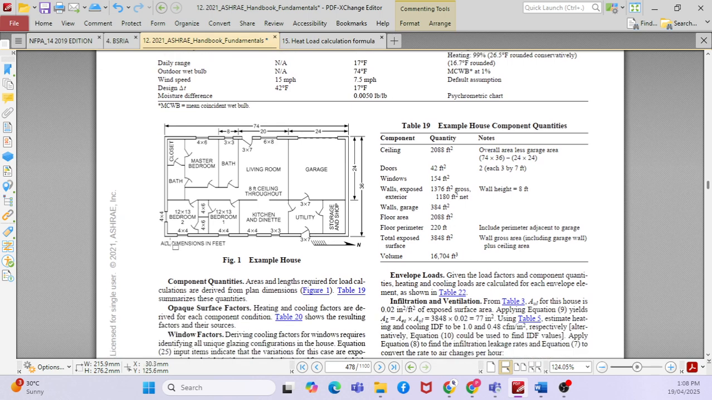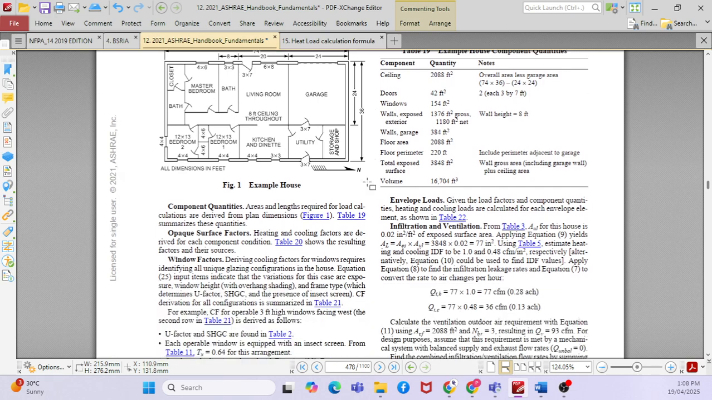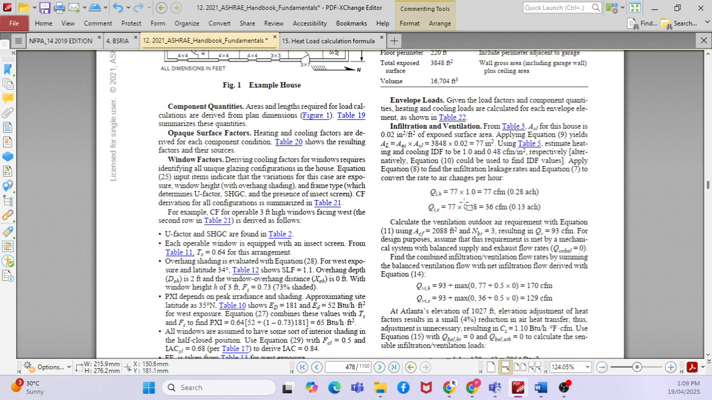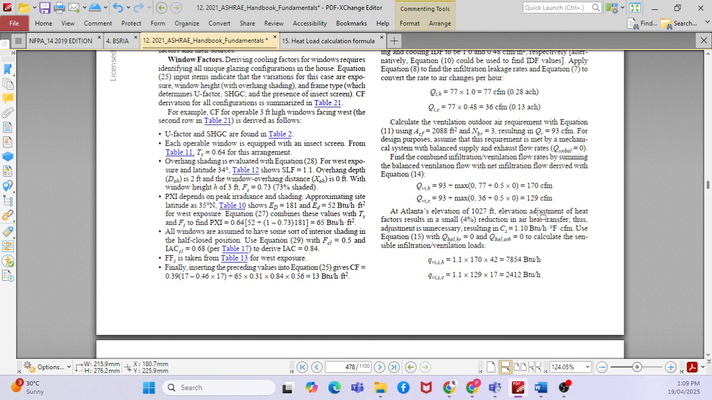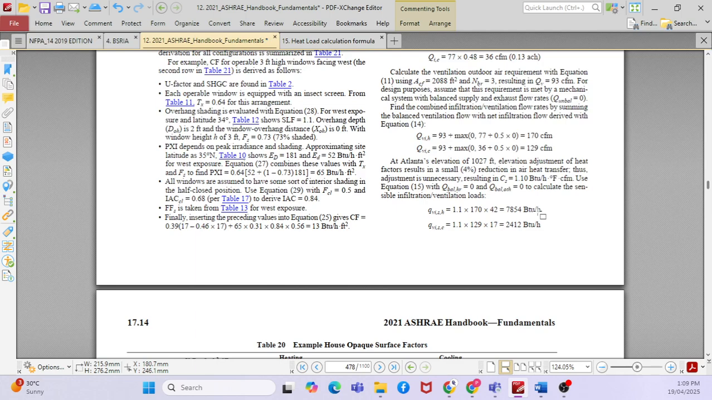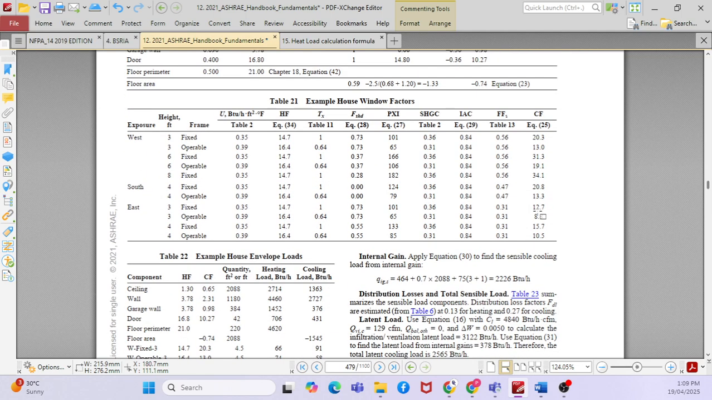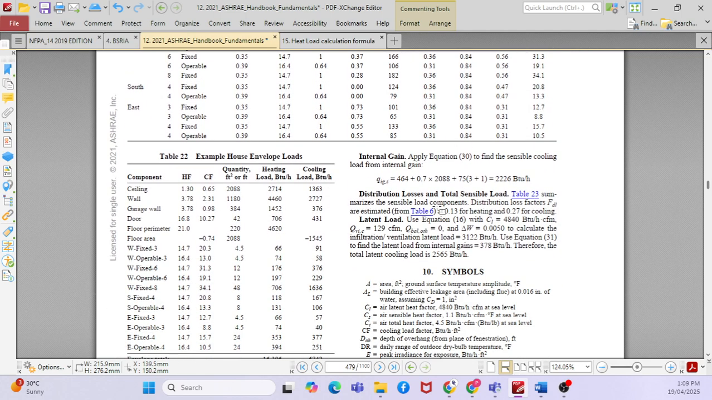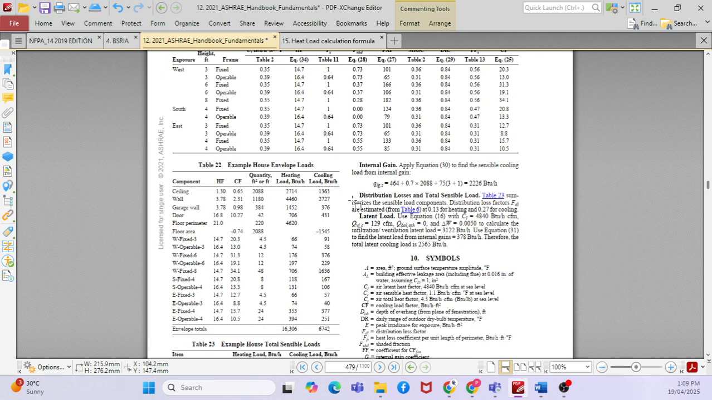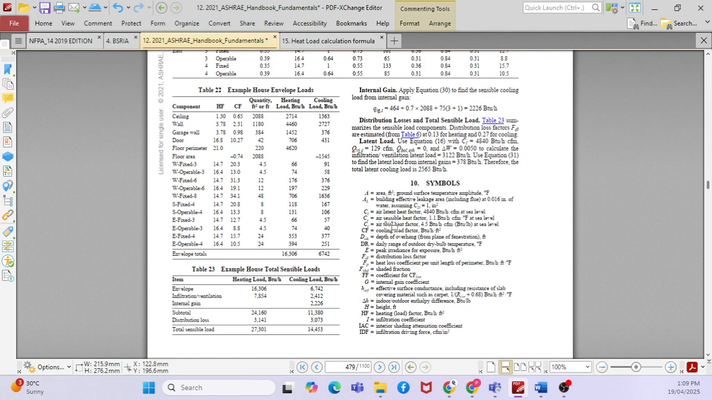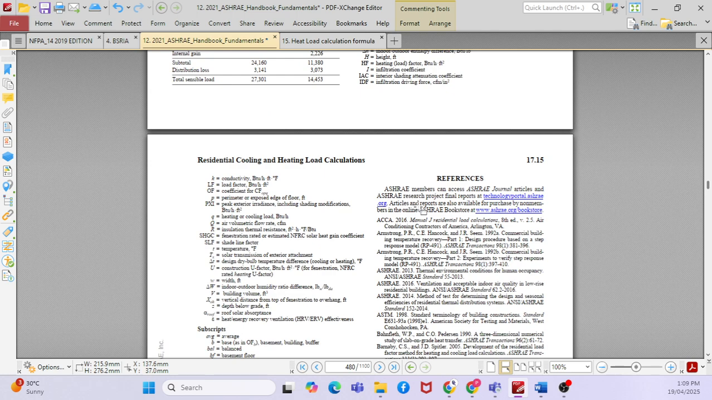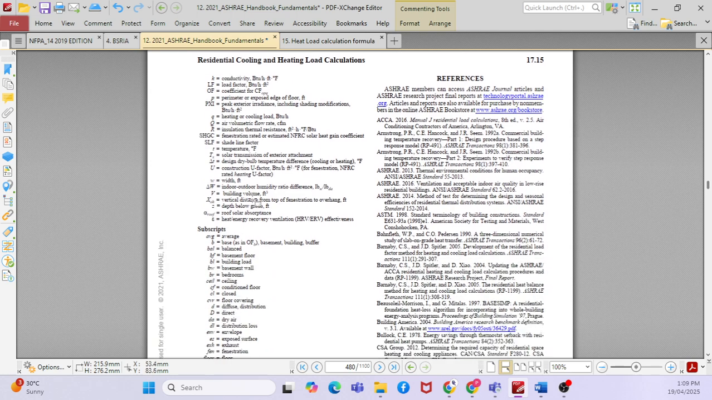For example, this is the example house, showing how they calculate the heat load calculations. This is just an example. Infiltration, this is an example here. If you go through chapter 17, you will get some basis. When you work on thermal load calculations, you will have a basic understanding. There are different equations here.